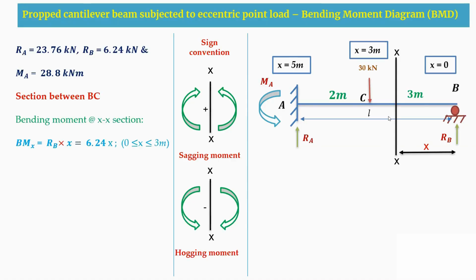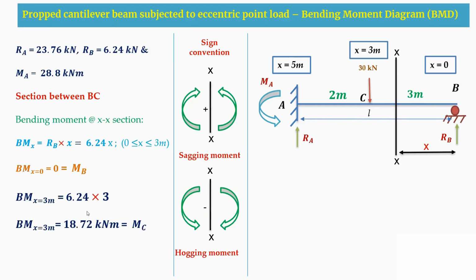Now when I write about this section, this RB is an upward arrow. Therefore, plus RB into X, where X is the distance. And the limits here are X equal to 0 to 3 meters. So when X is 0, at B, the moment is 0. And at X equal to 3 meters, the moment at C will be equal to 6.24 into 3, that is 18.72 kilonewton meter. That is at the C portion.